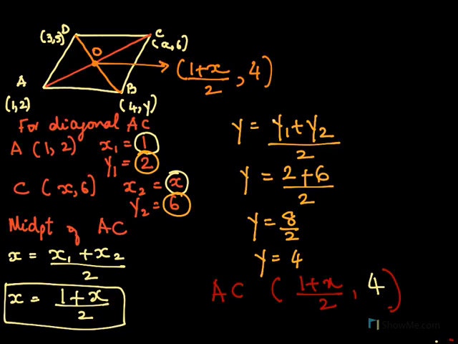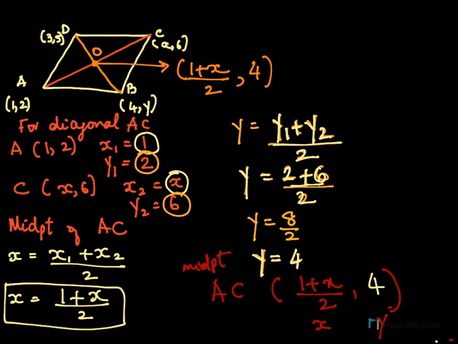y equal to y1 plus y2 divided by 2. Then we did y equal to, here if you see, 2 plus 6 divided by 2. We worked this out and we got the y as 4. So for AC, we found the midpoint of AC. This is the midpoint of AC. That is the x coordinate of this midpoint, and this is the y coordinate of the midpoint of AC.